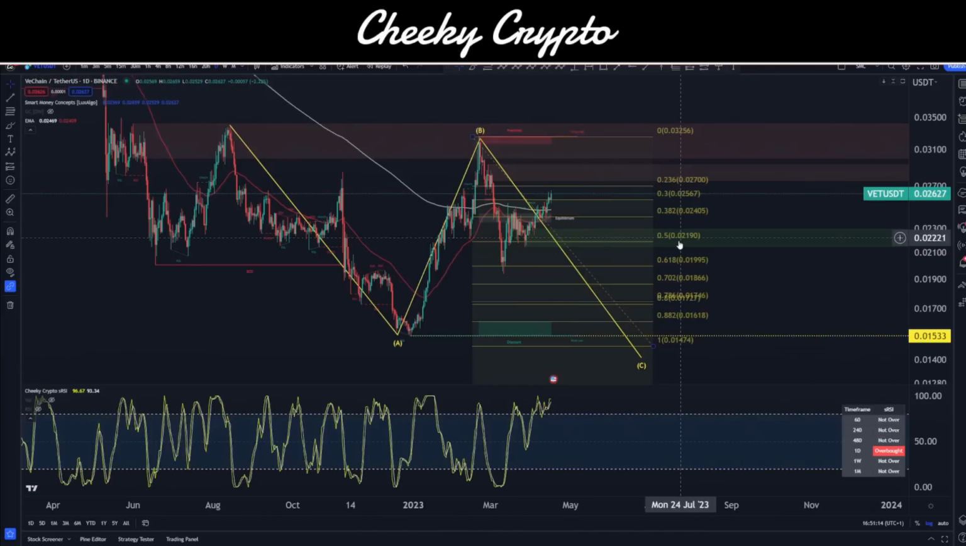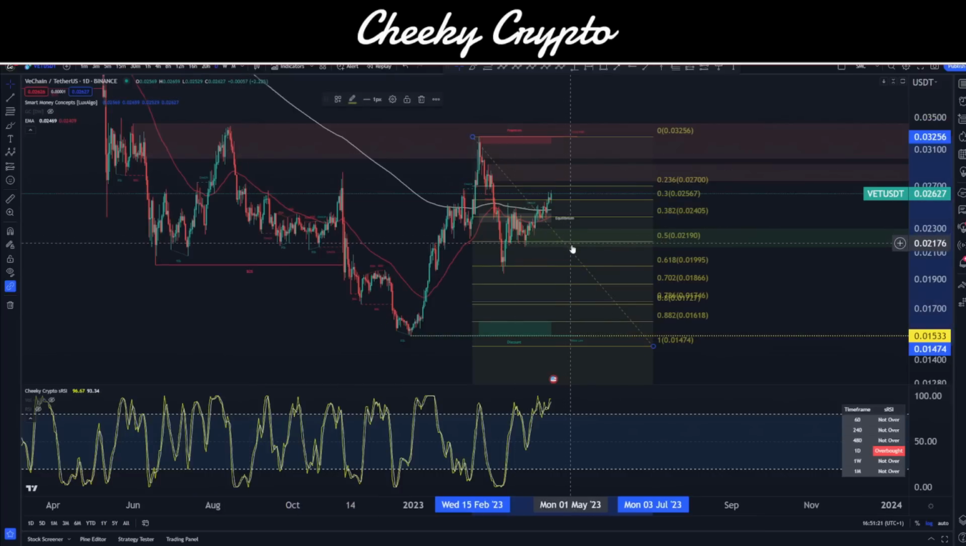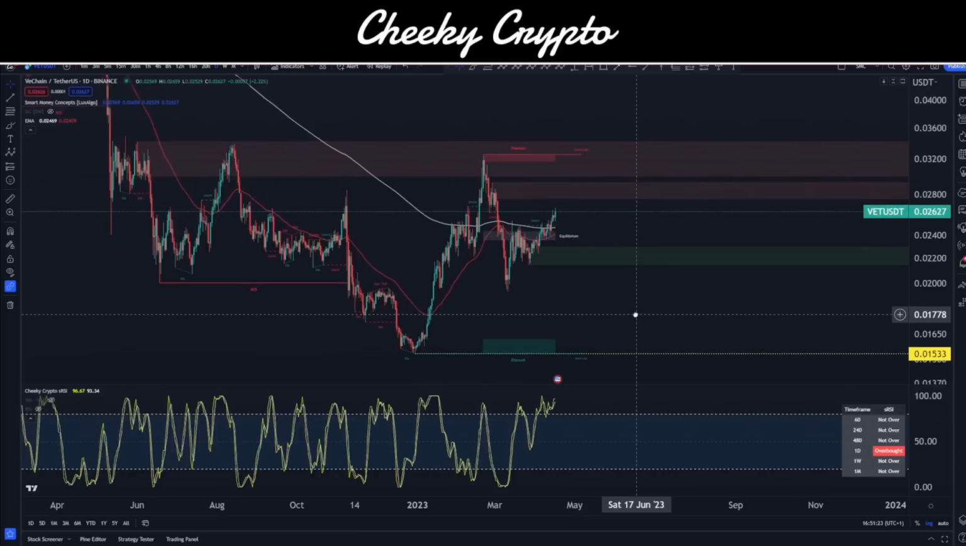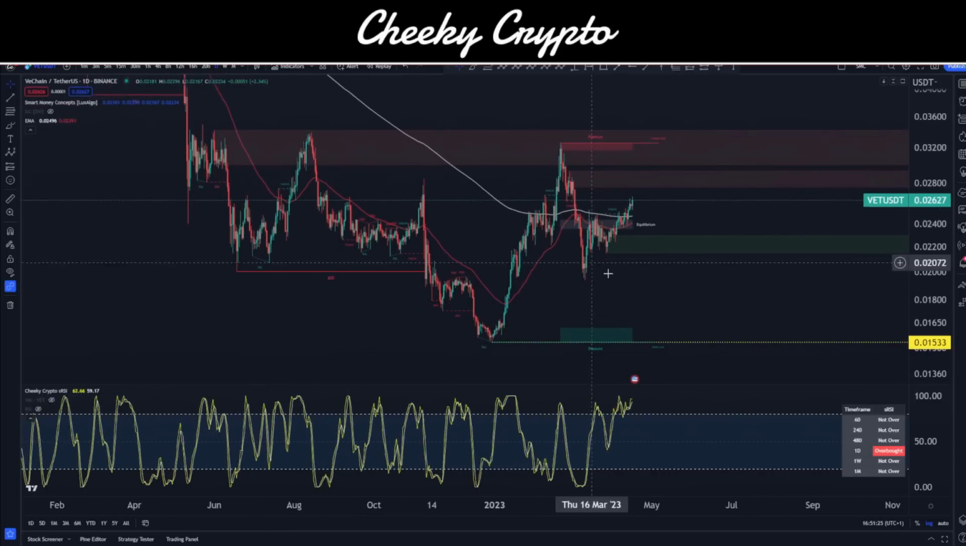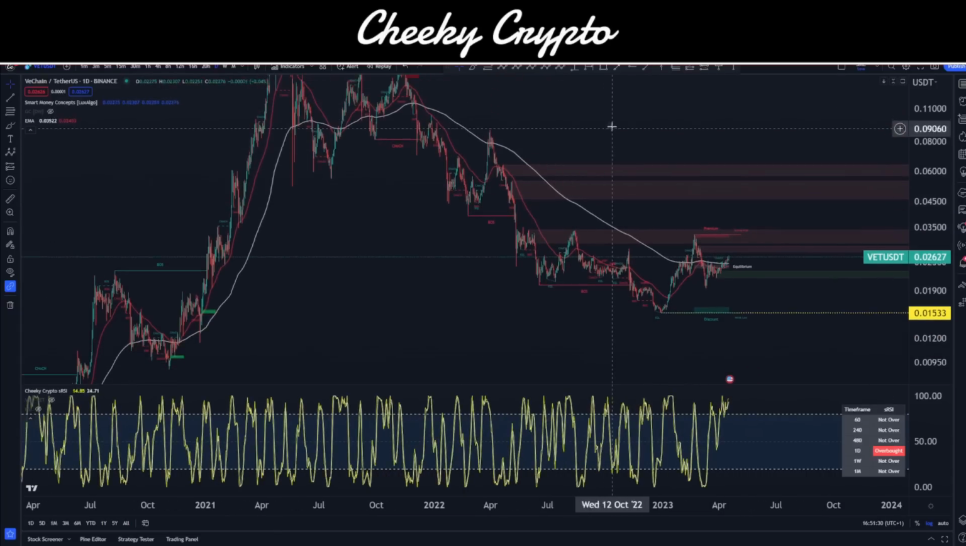Okay, let's go ahead and jump on over. In fact, you can see this one right in here as well. I'm going to remove that because we don't need to see that on our smart money concepts. We're going to jump into the smart money concept angle for Vechain here, and we are still bearish. We can see that the structure has not changed.